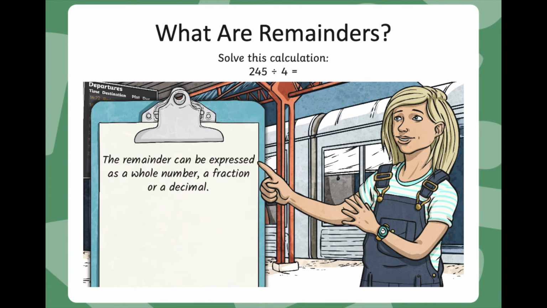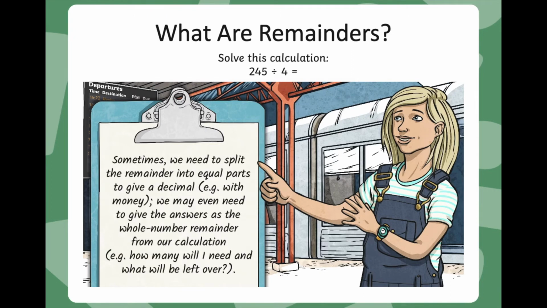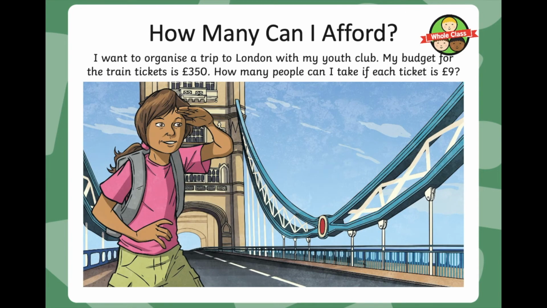The remainder can be expressed as a whole number, a fraction or a decimal, which is what we looked at yesterday. We need to think carefully about the question in order to decide what to do with our remainder. Sometimes we may need to round up or down, for example, when working out how many packs of 8 apples we need for 30 children. Sometimes we need to split the remainder into equal parts to give a decimal, for example with money. We may even need to give the answers as whole number remainder from our calculation. For example, how many will I need and what will be left over? How many can I afford?